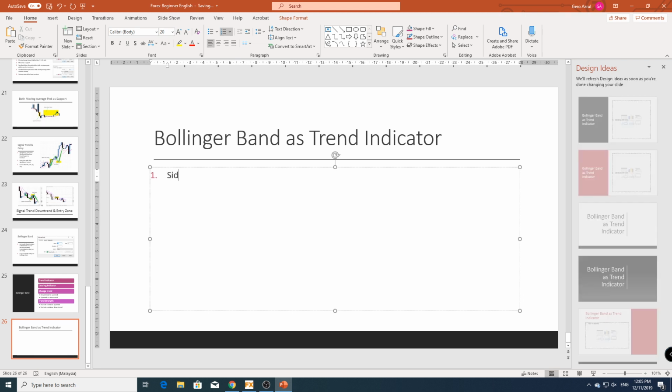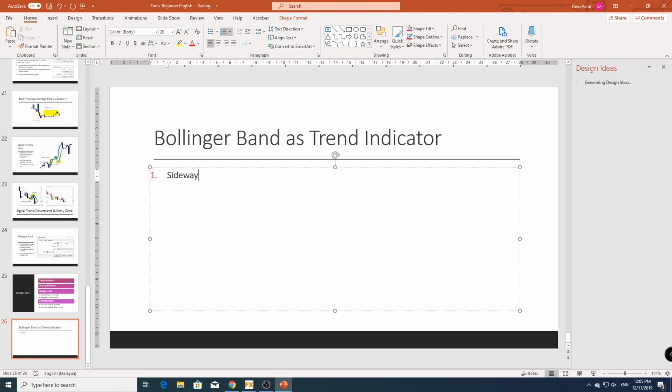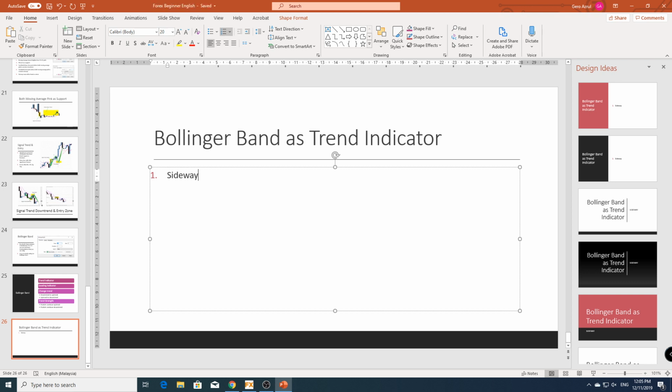You need to understand what the sideway is. The sideway is a market indecision. That means the news is coming or a trader is indecisive. There's no decision because they're afraid of the trend, so they avoid entering the market at the moment. Right? This is a sideway.